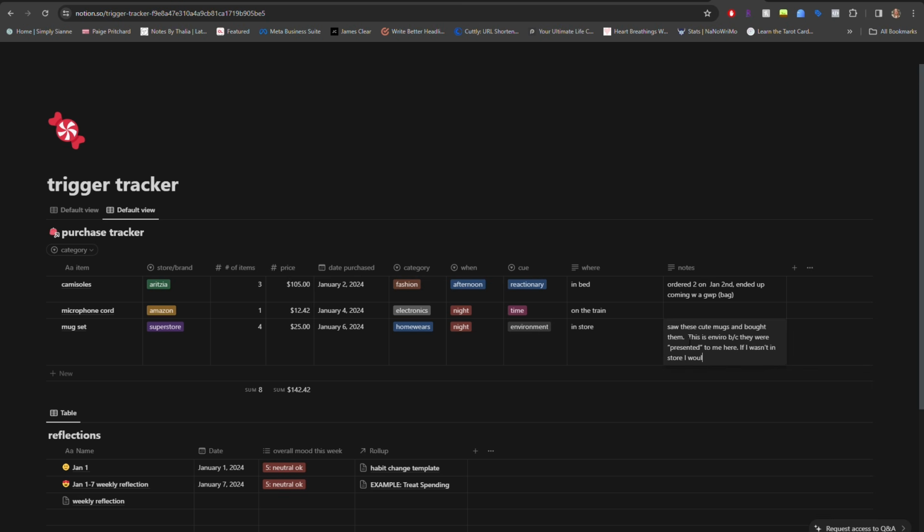The back of the chart is the meat of this. So we have category, when, cue, and where. Categories can help you pinpoint which categories you're spending the most in, and also can help you spot relationships between multiple factors. When is the time of day that you bought the thing? We also have the cue, so what cue you believe prompted this purchase. This one's going to get you really proficient at identifying your own cues. Very powerful. And then where is where you are making that purchase from? On the train, in your car, in your bed.